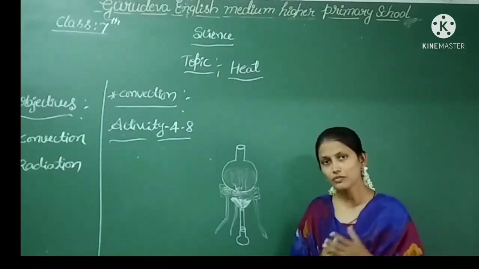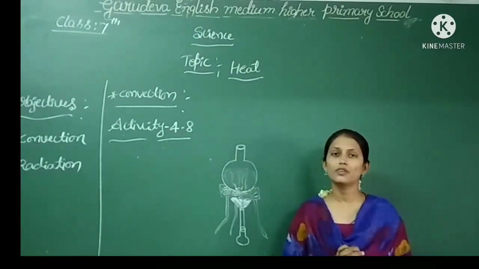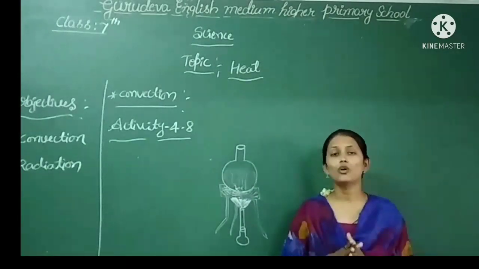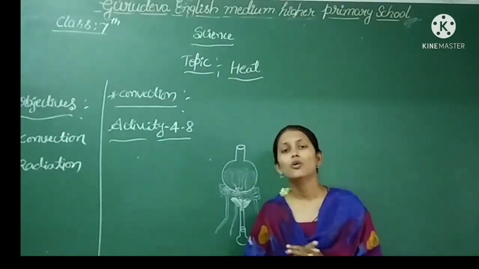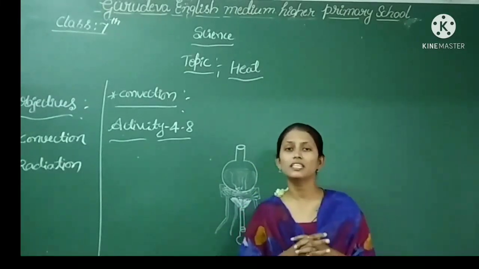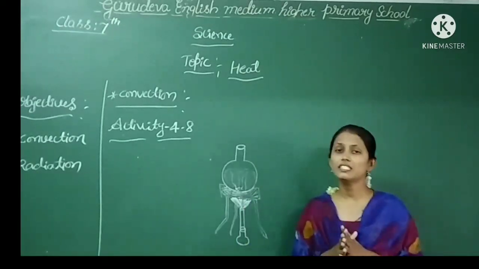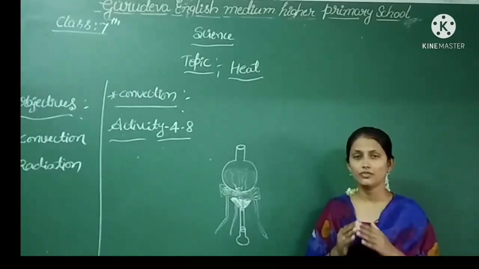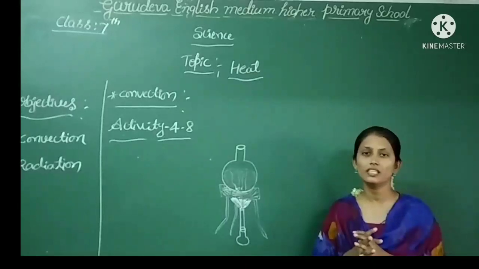Dear children, up to here we have discussed that conduction takes place through solids. Means heat is transferred from a hot object to a cold object through solids by the conduction process. Then what about water and air? Does heat get transferred through water and air? Now let us discuss in this class how heat is transferred in water first. Later we will discuss how heat is transferred in air.